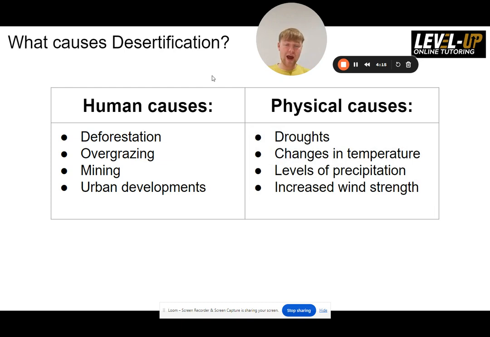So physical causes: drought, so periods of time where there's no rainfall, and we know that that absolutely happens in deserts. Soils then become dry, plants may die, areas may become infertile. Changes in temperature: we've got a lot of temperature variation throughout the year, but also day to day, hot days, cold nights. Levels of precipitation are very, very low, so again, drought, dry land, etc. And increased wind strength. Sandstorms can be quite prominent. Wind erosion is therefore very prominent, with very thin soil that isn't really bound together particularly well and is quite poor quality anyway, so there's going to be an impact there also.